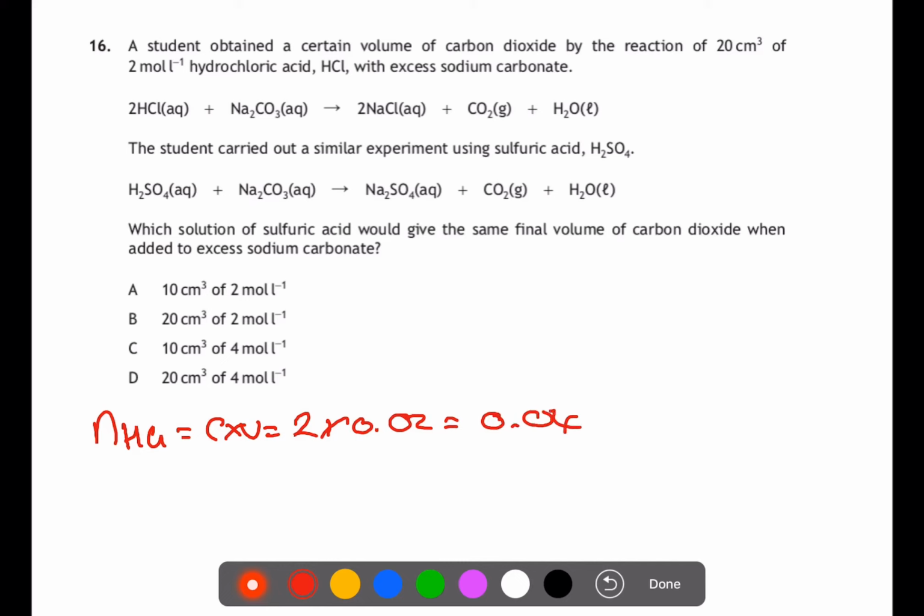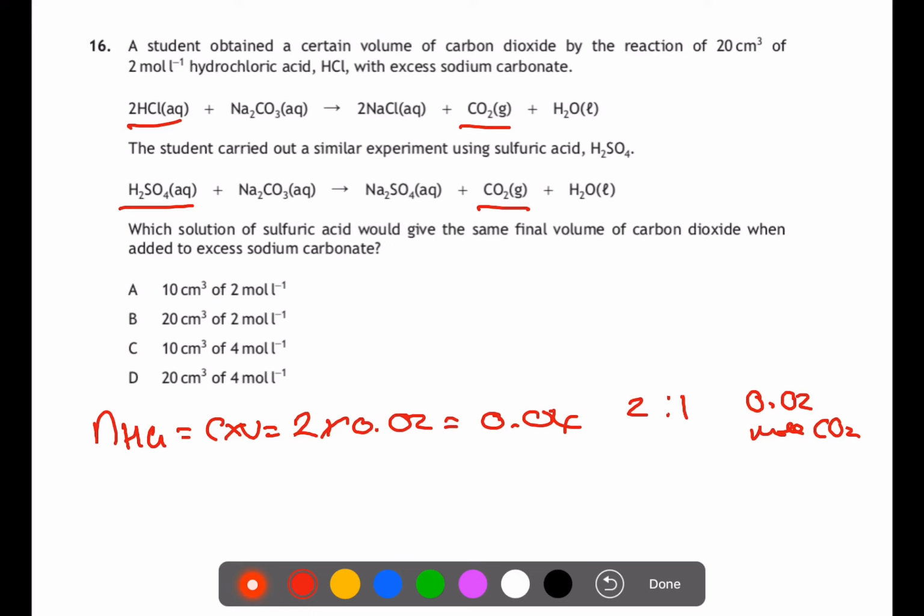So we used 0.04 and we have a 2-to-1 ratio between the hydrochloric acid and the carbon dioxide, meaning that we would get 0.02 moles of CO2 produced. If we look now at the next reaction, we have a 1-to-1 molar ratio between carbon dioxide and sulfuric acid. So whichever of the answers we choose needs to be 0.02 moles of sulfuric acid.